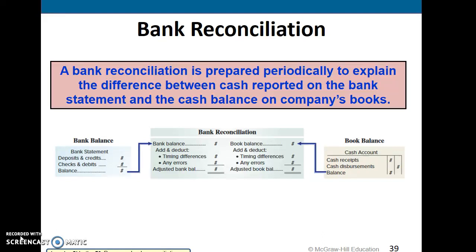For the bank, you start with the bank balance, add and deduct timing differences as well as any errors, and then you'll have your adjusted bank balance. And for the book, it's the same thing. You add and deduct any timing differences and then correct any errors, and you have your adjusted book balance. And for the book balance, start with the cash account and all your cash receipts and your cash disbursements going out, and you should have a balance. So as you see with the book balance, you've got debits and credits. Over at the bank, we're just adding to get our final balance. We'll get more into bank reconciliations in the next video.